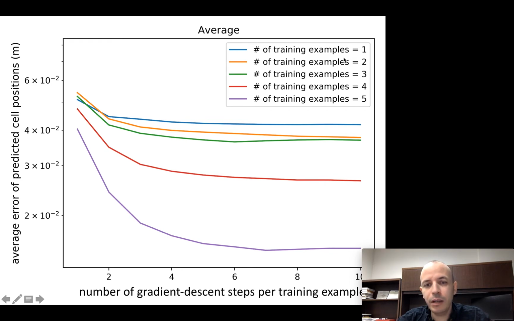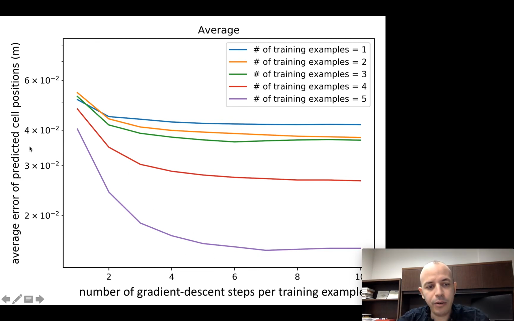As we can see here, these are different learning curves that we get with different amounts of training data. So if we use one example, which means that we push an object only once, it doesn't work really well. But actually, if we get to 5 examples, then we can converge to much smaller prediction error. And this is the error in predicting the motion of the object.